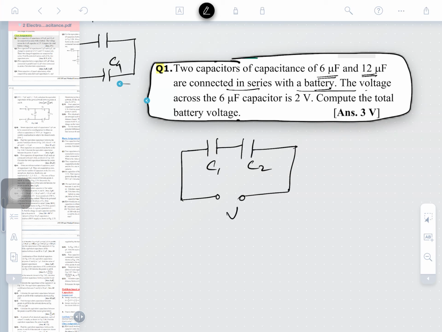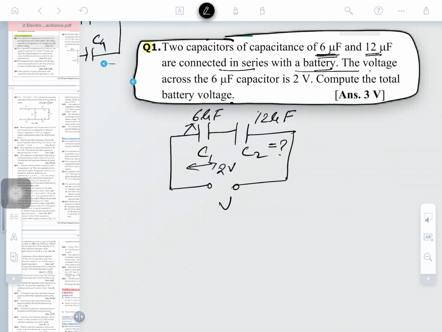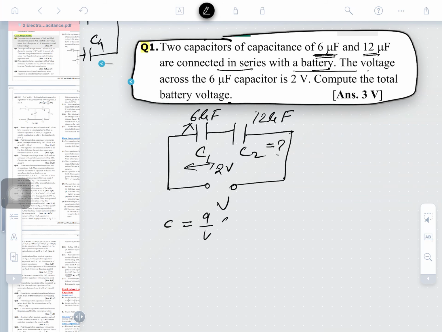The supply is V. The voltage across 6 microfarad is 12. This is 6 microfarad and this is 12 microfarad. The voltage across this is what? It is 2 volt. We have to find the voltage across this and then the total. Obviously, they are both connected in series. So, we can understand here it is 6 volt. What is the formula for that? The formula is C equals Q by V, or here Q total by V total.